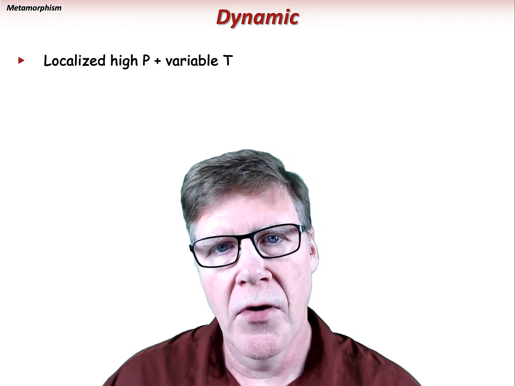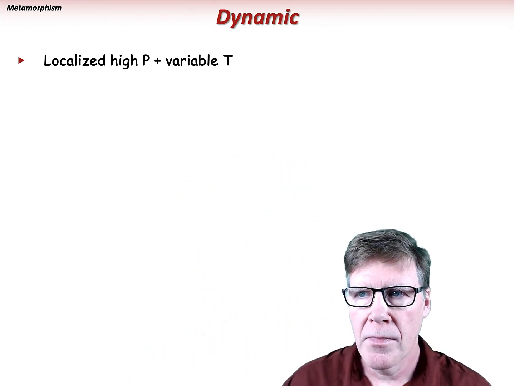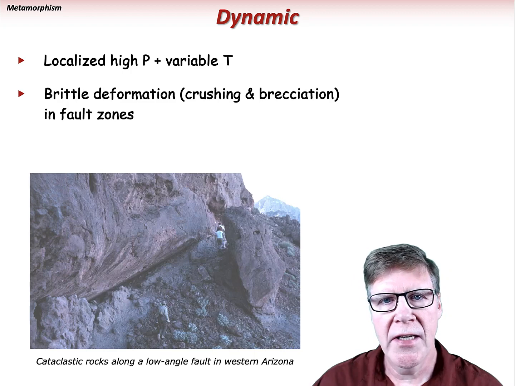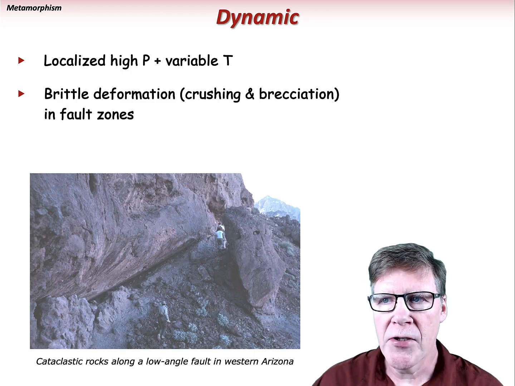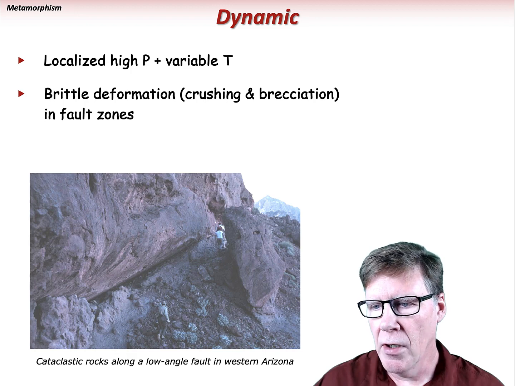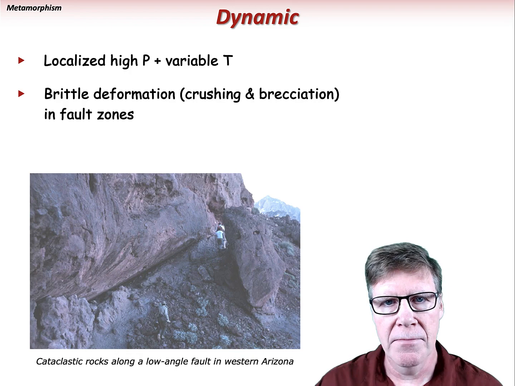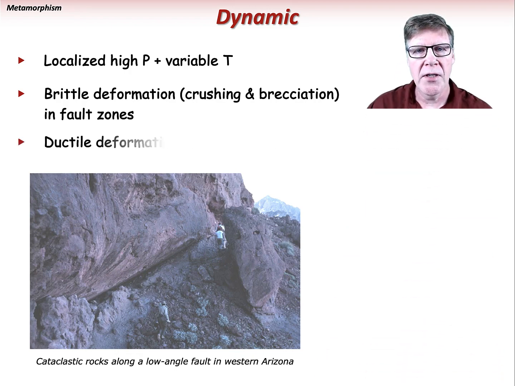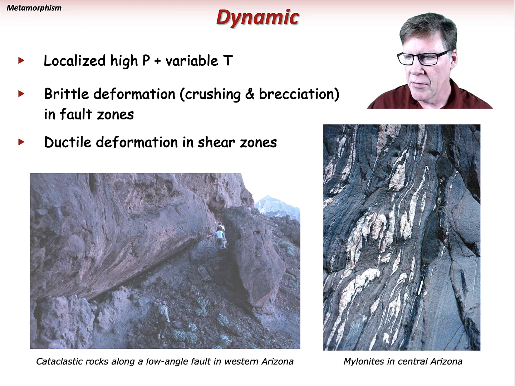Dynamic metamorphism involves localized high pressure changes along fault zones and shear zones. Brittle deformation in the form of crushing and brecciation occurs from high pressures along upper crustal fault zones. This is also called cataclastic metamorphism. Shown here are altered and crushed rocks along a low-angle fault zone in western Arizona. Deeper in the crust, where the temperatures are higher, ductile deformation occurs along shear zones and produces layered mylonites and elongated taffy-like structures.